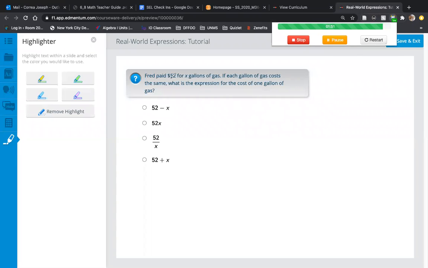It says, Fred paid $52 for X gallons of gas. If each gallon of gas costs the same, what is the expression for the cost of 1 gallon of gas? Again, it might help to think about an example here, but write down in the chat what you think the answer is. I see a couple of people giving me answers. AJ, you got it correct. Jinghao, correct. Jaden, you got it. Alfie, you got it. Yep, good.